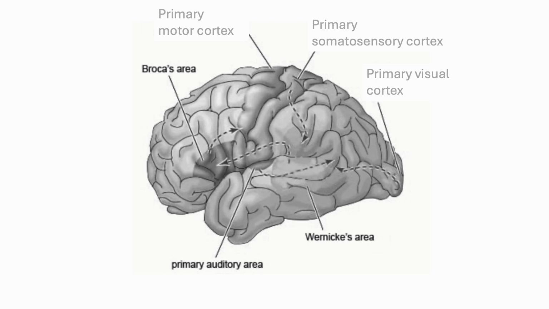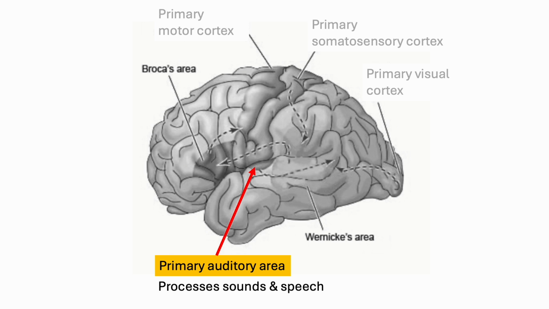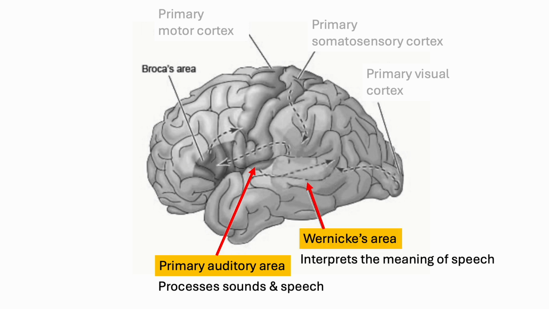The first area is the primary auditory area, which processes sounds and speech. Wernicke's area interprets the meaning of speech, and Broca's area is involved with language production. All three areas work together and with numerous other areas in the brain. Various forms of hearing, speech and language disorder can be attributed to disordered functioning in these areas.